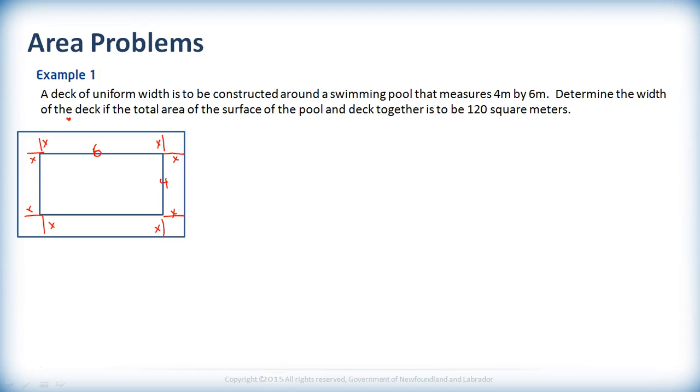Okay, now it says determine the width of the deck if the total area of the surface of the pool and the deck together is to be 120 square meters. So let's see. Area is length by width. They told us the area we want is 120 square meters. And the length is going to be 6 plus an extra x that we've added on to either end of it, so 6 plus 2x. And we're going to multiply that by the width, which is 4, with an extra x on either side, so 4 plus 2x.